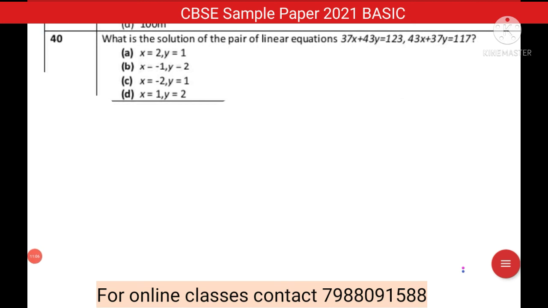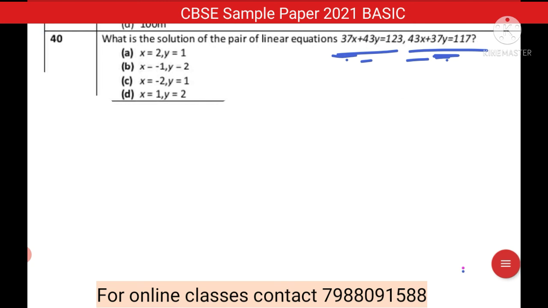Now we have come to the end of the section B. Question number 40 says, find the solution of this pair. See, there is a special thing about this pair of equations. The coefficients are too large. We have to multiply first equation by 43 and the second equation by 37 to equate the coefficients of x. But one more special thing is there, that coefficient of x is same as coefficient of y in the second equation, 37, 37, and coefficient of y in the first equation is same as coefficient of x in the second equation.